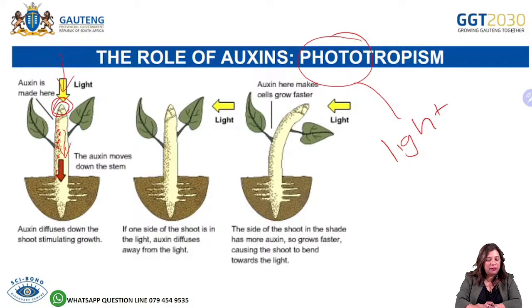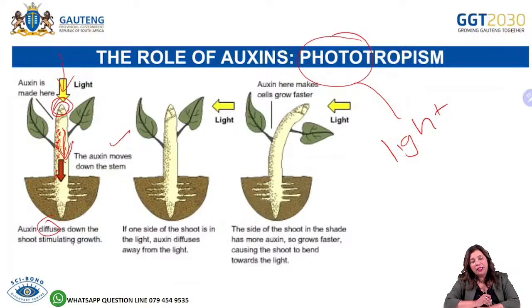So let us look at what it says. The auxin moves down the stem. The auxin diffuses down the shoot, stimulating growth. So there's the auxin moving down. Now remember, in your stem, we have xylem and we have phloem. So the auxin is actually diffusing through those tissues, through the phloem and into the stem, and causing the stem elongation.